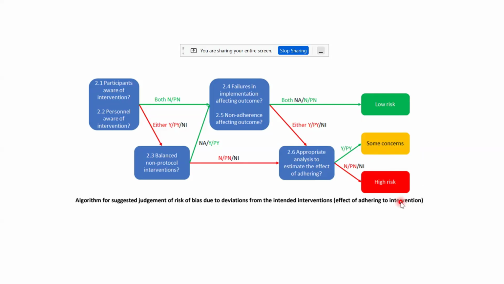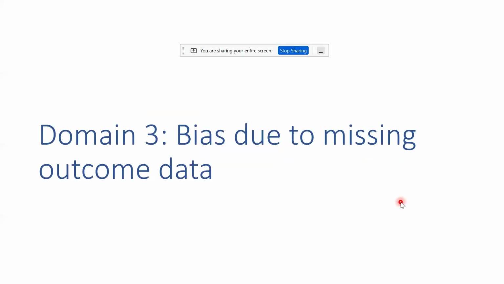Now we move on to domain 3. Domain 3 is about bias due to missing outcome data. Are things clear till now?